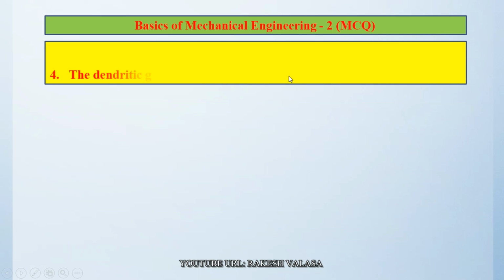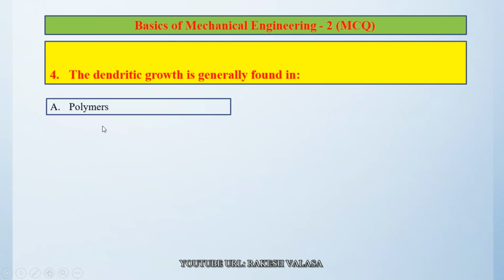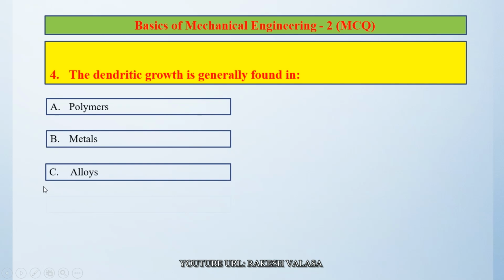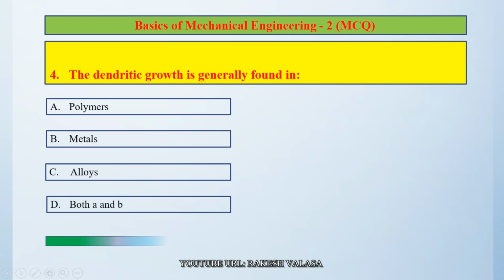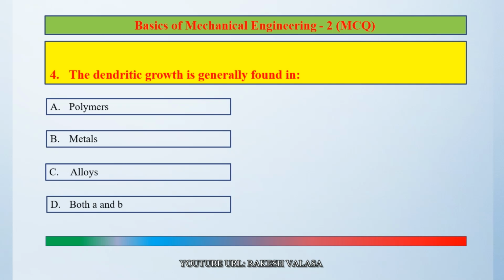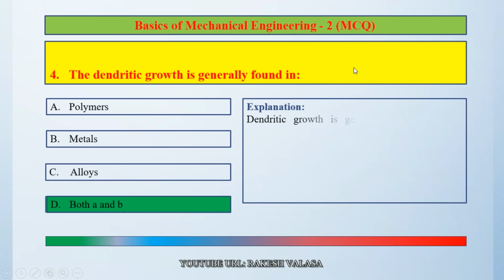Question number 4. The dendritic growth is generally found in: option A polymers, option B metals, option C alloys, option D both A and B. The correct answer is option D both A and B, that is polymers and alloys, polymers and metals. Let us see the explanation.